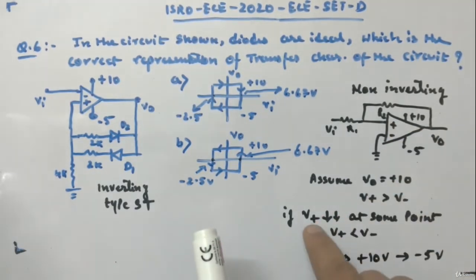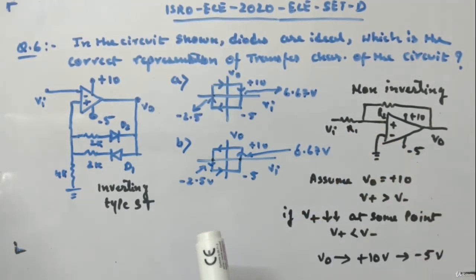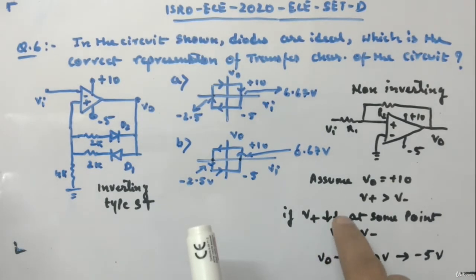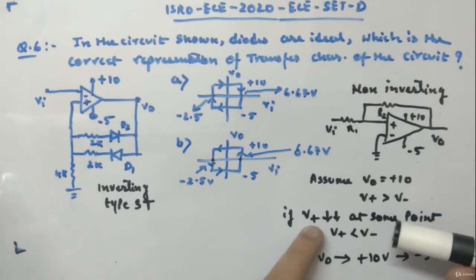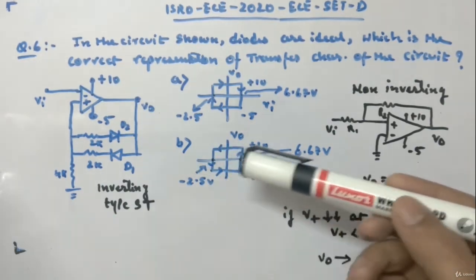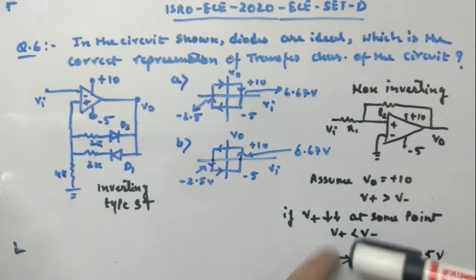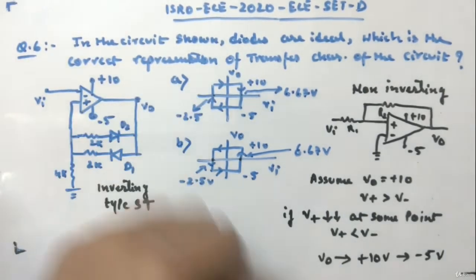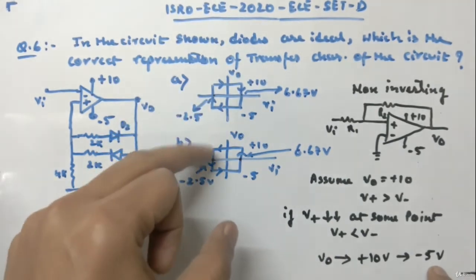And now if you decrease the value of V plus, here you can control V plus by controlling Vi. Okay, so if you decrease V plus, at some point V minus will be greater than V plus. V plus is decreasing, which means Vi is decreasing, so you are going in this direction. At some point V minus will be greater than V plus, which means at this point your V0 should change from plus 10 to minus 5, plus 10 to minus 5, this curve.